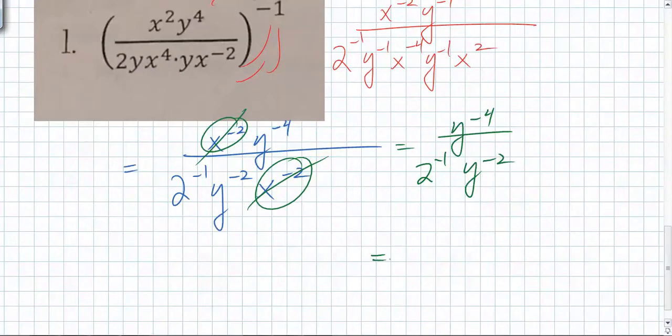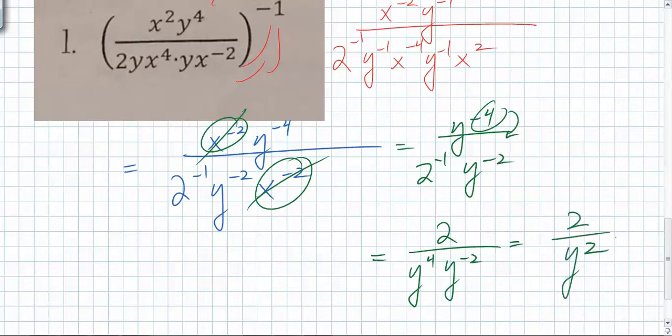Good. So what does that become? Where does that 2 to the negative 1st go? It just becomes 2 over y to the 4th times y to the negative 2. I just dropped this one down below. I'm taking it too many steps. So what did the power on the bottom become? Y to the what? So 2 over y squared.